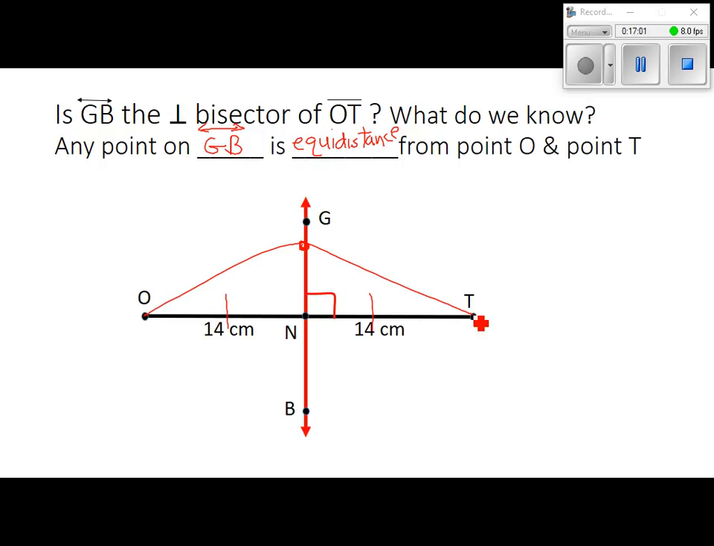What do I know about these two triangles? They're congruent. What can you tell me about these two angles right here then? They're congruent to each other. So those two angles are congruent. What does ray NG do to this big angle right here? It bisects it, splits it into two congruent angles.